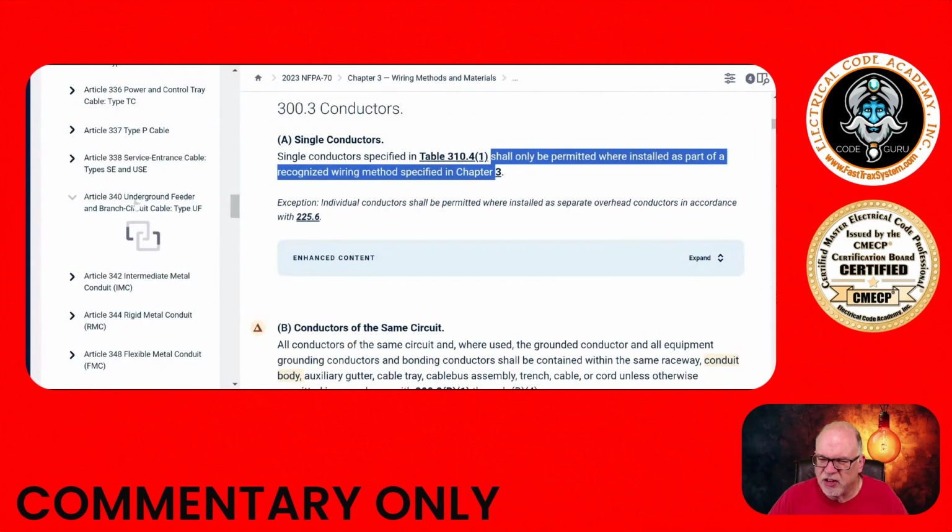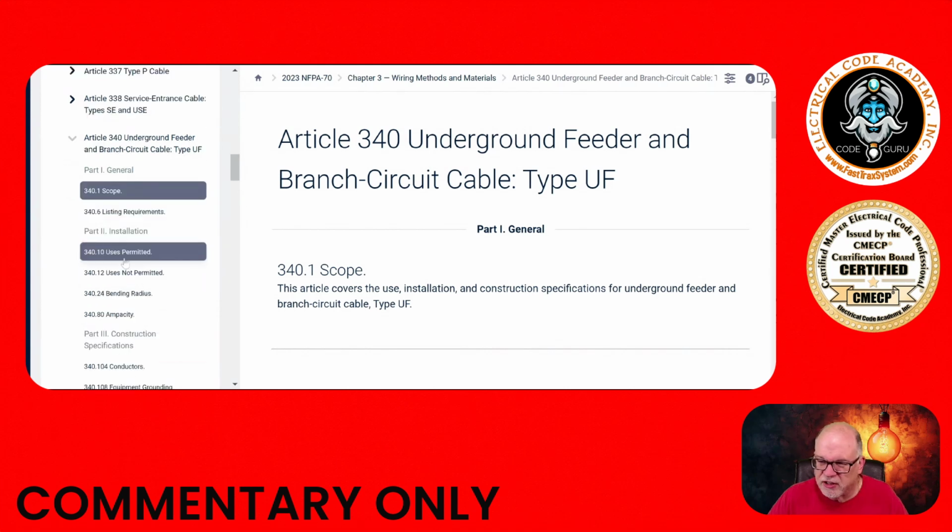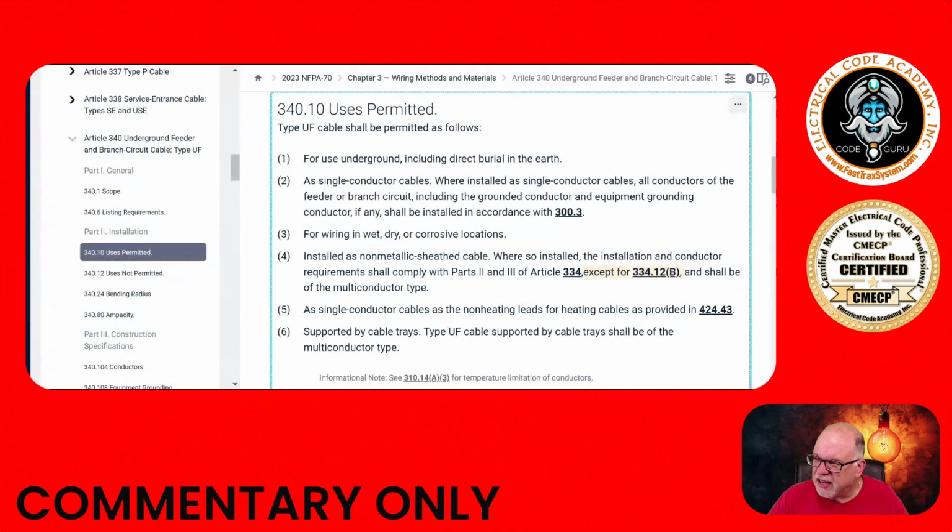So I'll show you right here. Now you notice it says underground feeder and branch circuit, although the acronym is just UF, okay? And you look down here, use is permitted, and it says UF cables shall be permitted for underground, including direct burial in the earth. So that is why.